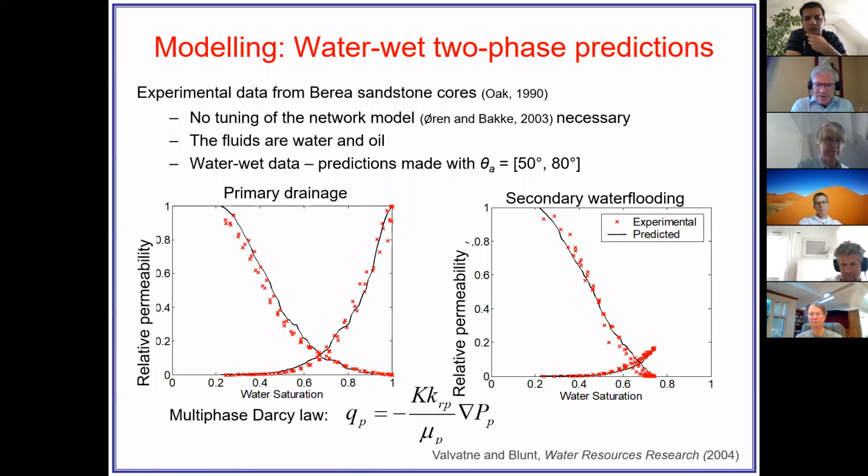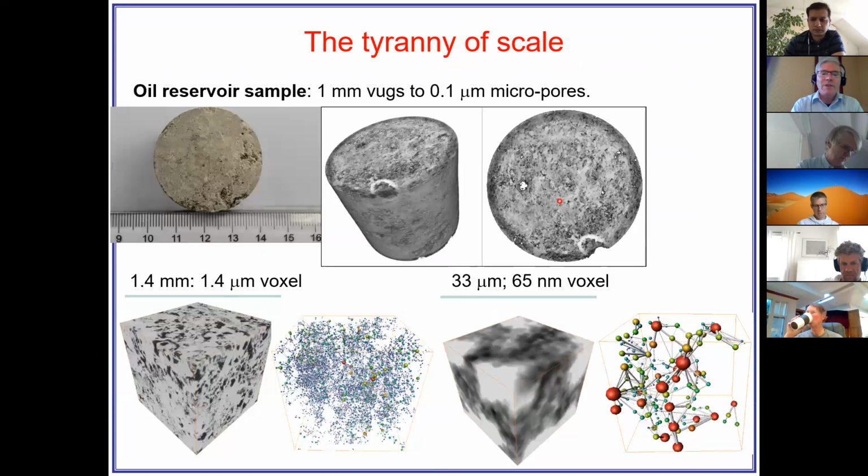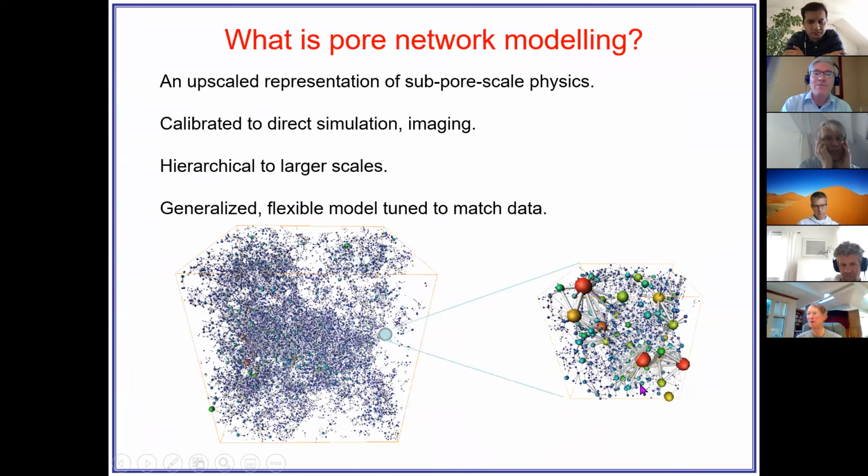So very, very briefly now, because I'm aware of the time, I'll talk a little bit about the modeling, right? For many years, we've been able to understand some displacement processes in water wet media accurately. And here's some predictions we made some years ago. But we do have a problem. We have to deal with multiple length scales, okay? So here are some reservoir samples where we see large vugs, which you can actually see at the scale of millimeters. And then there's even microporosity down to tens of nanometers.